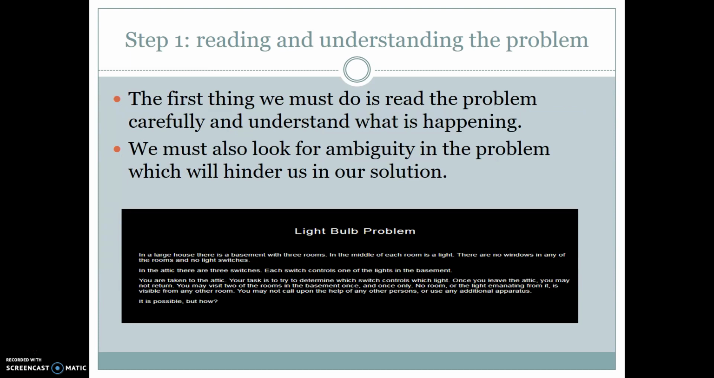Step 1 is reading and understanding the problem. The first thing we must do is read the problem carefully and understand what is in fact happening. We must also look for ambiguity within the problem, which will hinder us in our solution. Below, I included the sample text for the light bulb problem that you may read now, and then once you're ready to move on with the screencast, do so.